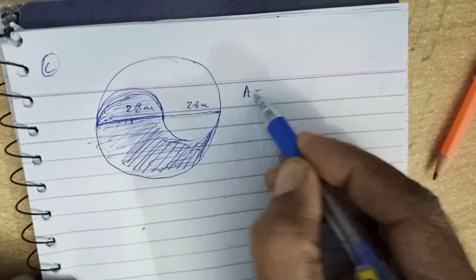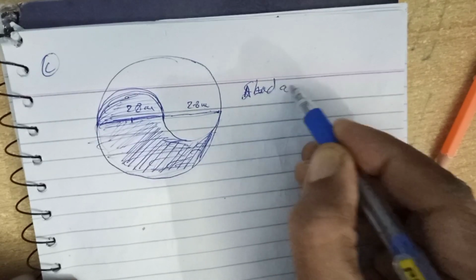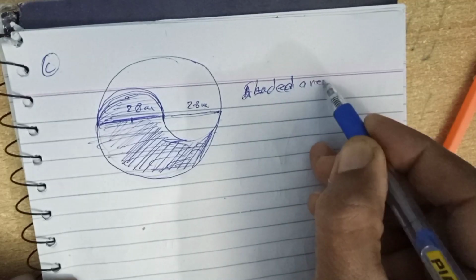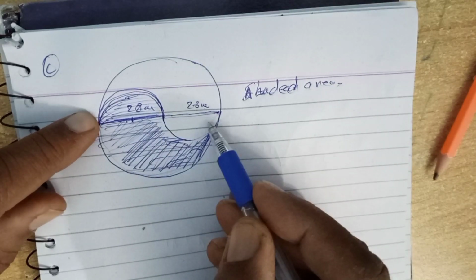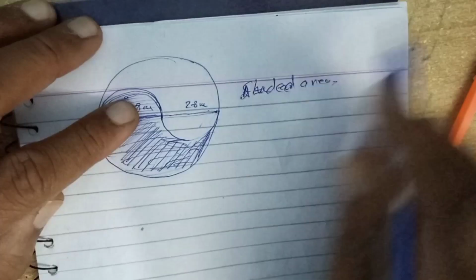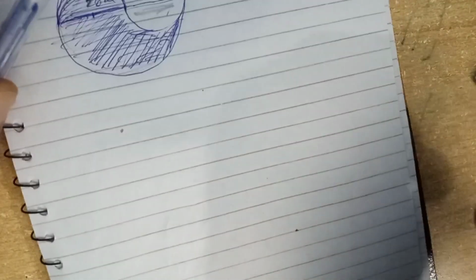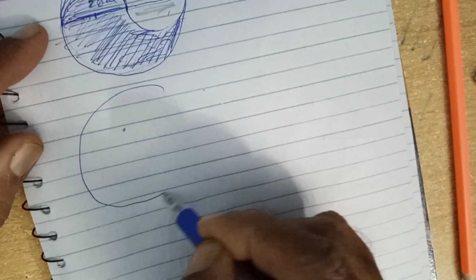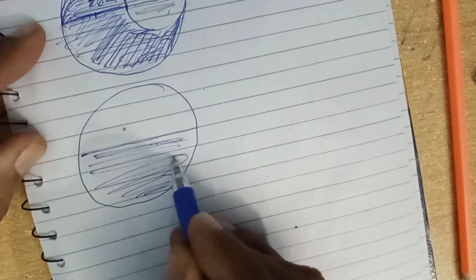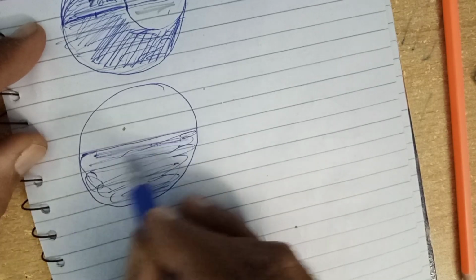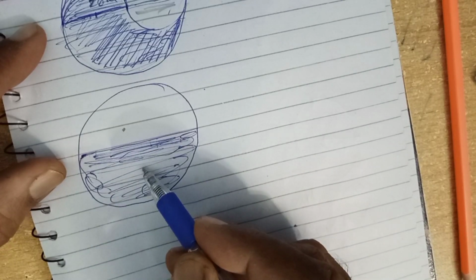So what will I do if I want the area of the shaded region, or shaded area? Look at the figure. If I cut this shaded part and put it over here, I cut it over here and put it over here. If you do this, the figure will look like this one. So actually, the area of this shaded region is just equal to the area of this semicircle.